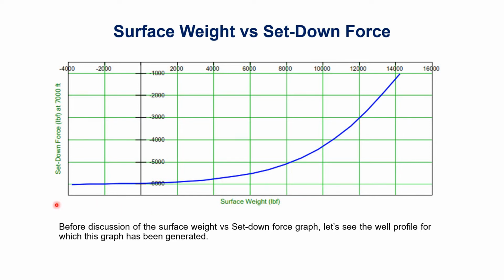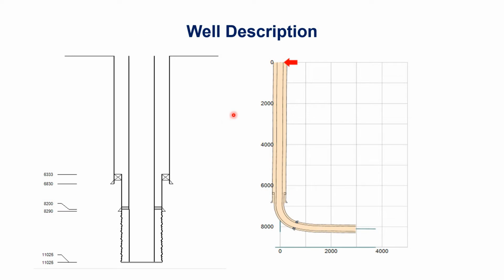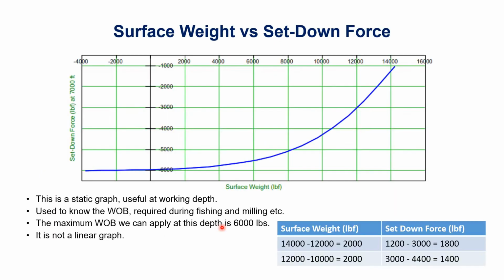But before discussing the surface weight versus set down force graph, let's see the well profile for which we have generated this chart. This is a horizontal well which is completed with 9 5/8 casing and 7-inch liner, and finally a 4.5-inch completion is run, and the depth of this well is 11,025 feet. Here we can see the kickoff point, and then this section is the horizontal section. For this well we have run the simulation and generated this surface weight versus set down force graph.